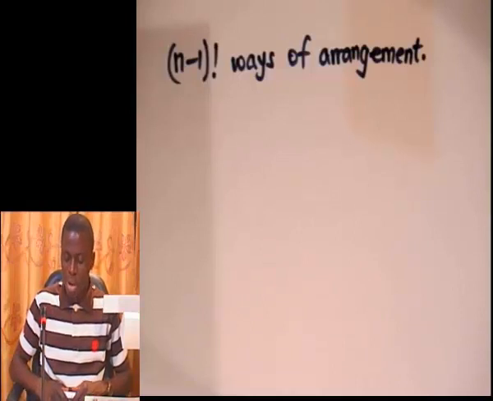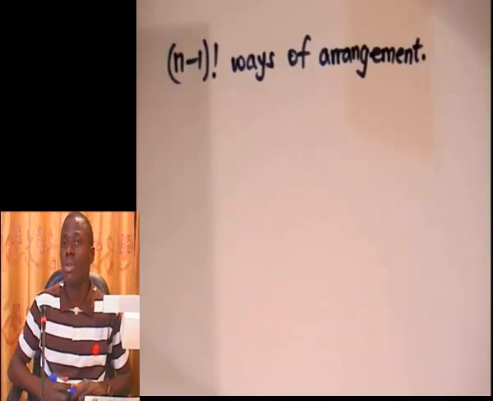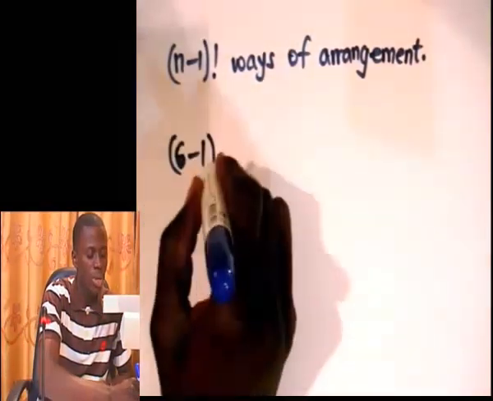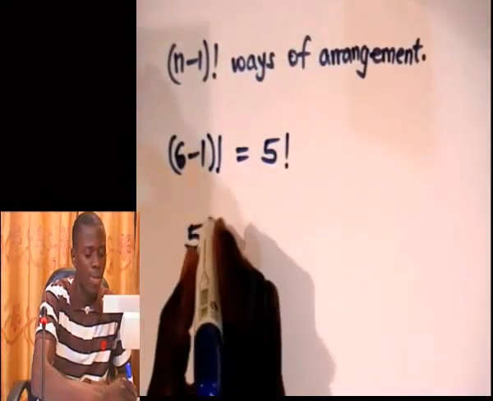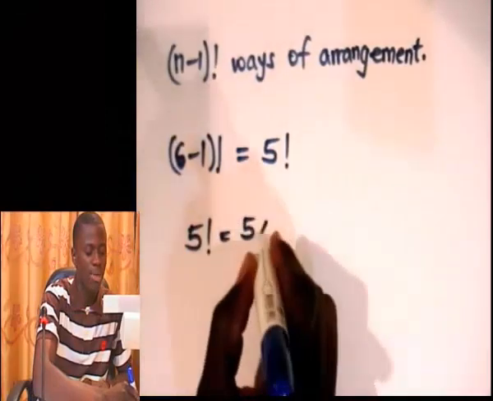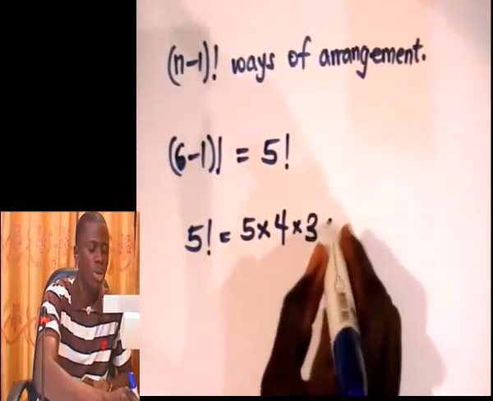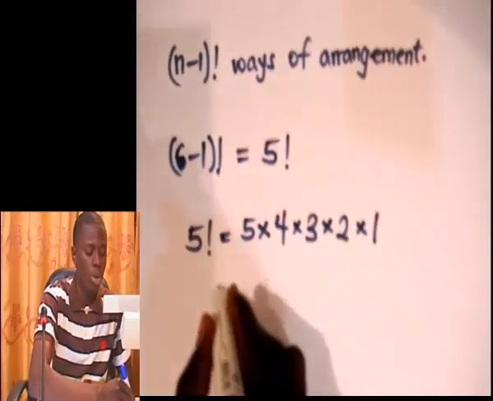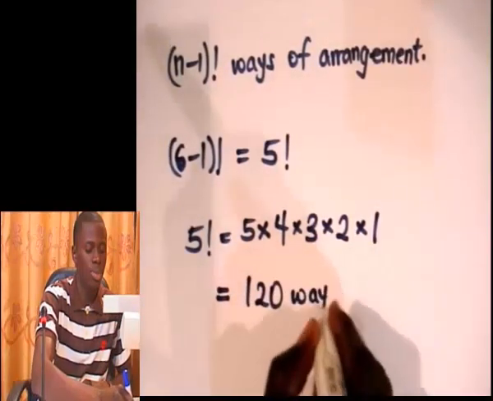So if you have 6 persons sitting around a circular table, how many ways of arrangement do we have? That will be 6 minus 1 factorial, which is the same thing as 5 factorial. And 5 factorial is 5 times 4 times 3 times 2 times 1. Once you get to 1, you stop. Multiply this and you get 120 ways.